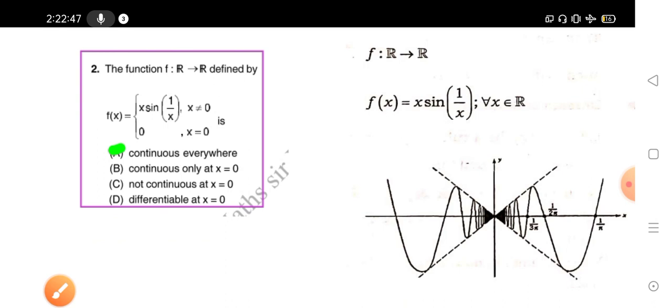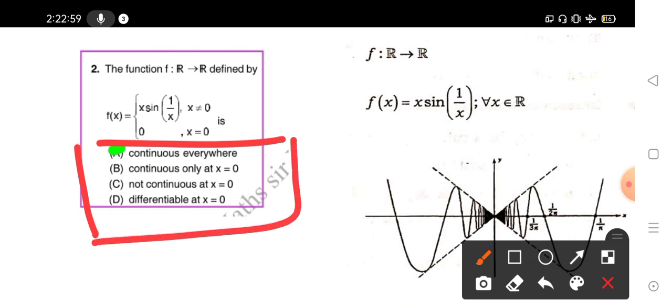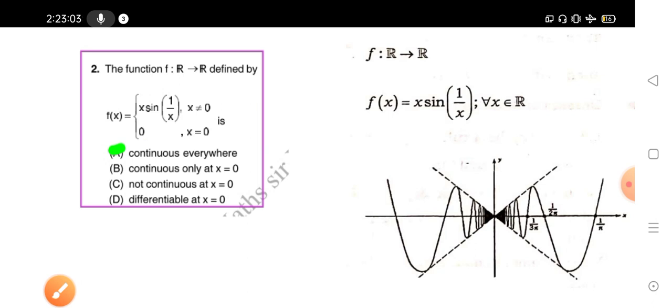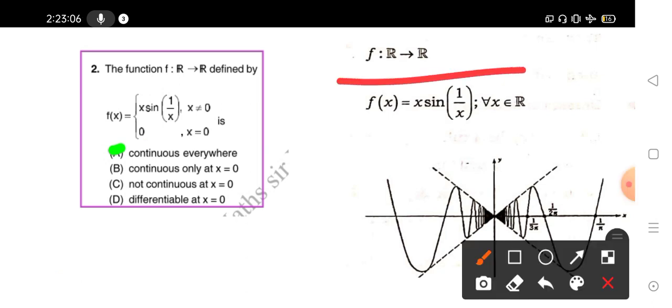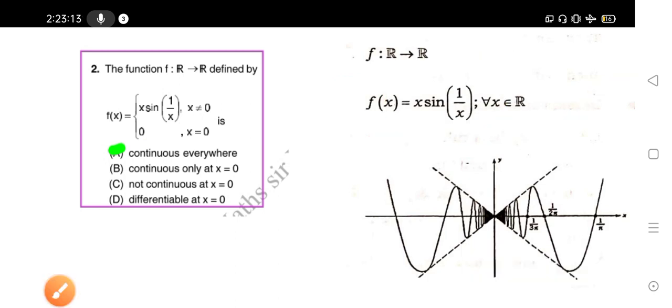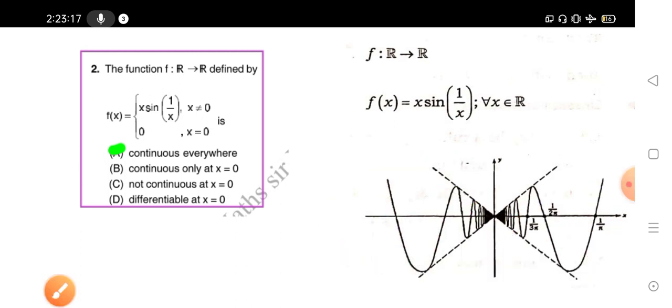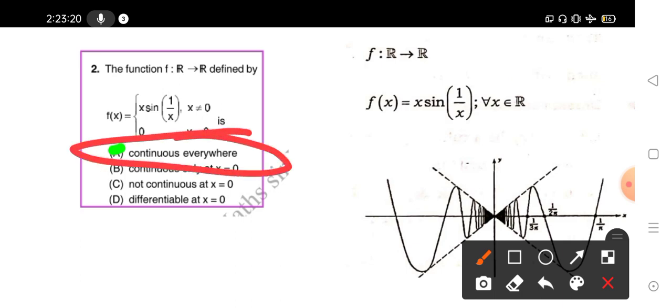The function f from R to R defined by f of x equals x sin 1 upon x if x is not 0, equals 0 if x is 0. Then f is continuous everywhere, continuous only at x equal to 0, not continuous, or differentiable? This is a graph of f from R to R, f of x equals x sin 1 upon x for all x belonging to R. This is continuous everywhere. So option A is correct.